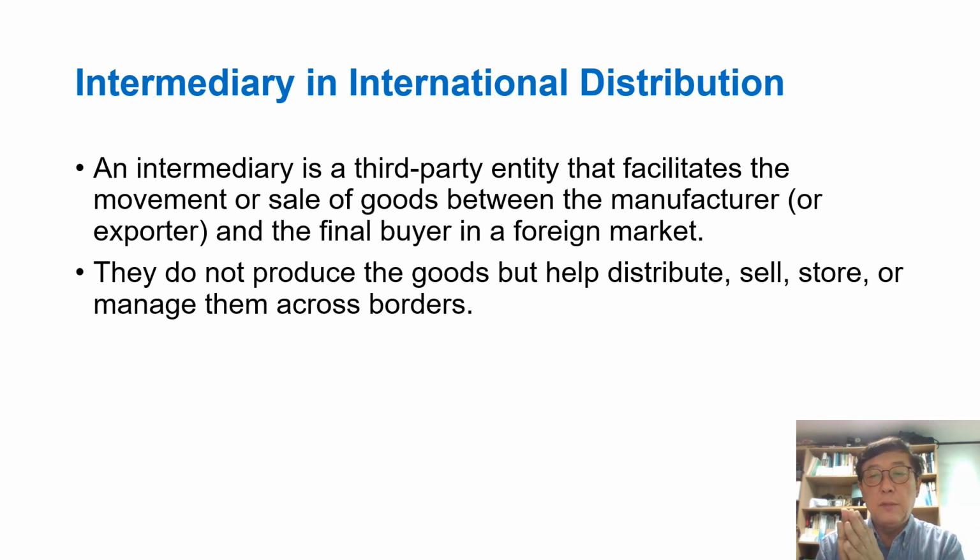Intermediary means somebody in between two parties. So you are in between producer and retailer. That's what we call an intermediary. They do not produce the goods, but help distribute, sell, store, or manage them across borders. They are not producers, but they provide additional distribution, selling, storage, or management.